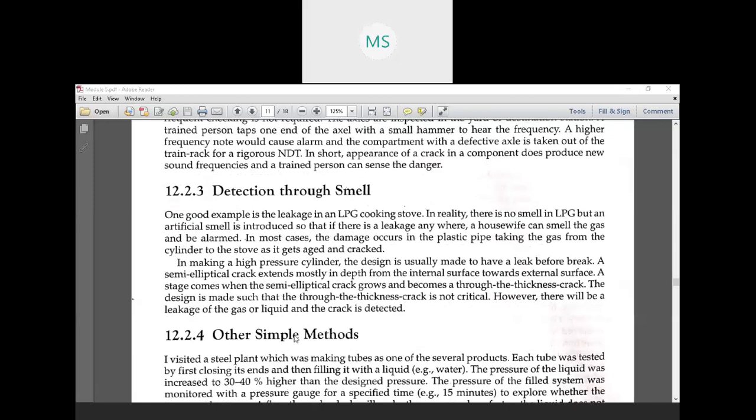Then we have done it through smell. I told you about LPG gases and the big, thick cylindrical high-pressure cylinders. They intentionally add features, like semi-elliptical crack devices, through which the smell is thrown out to the surface, so that instead of the whole system bursting, leakage of the gas or liquid happens, and you can understand that there is some crack or defect on the surface.